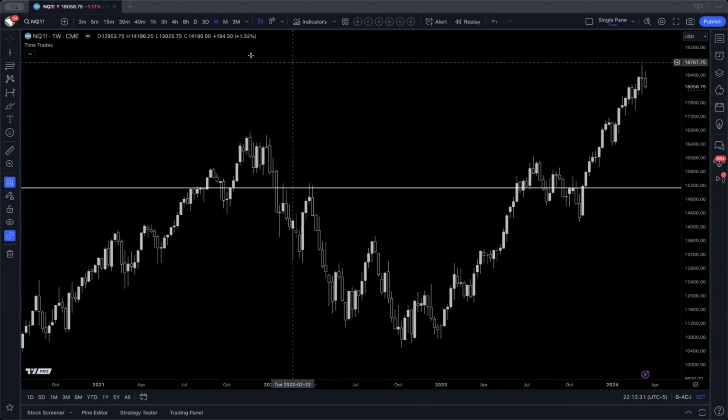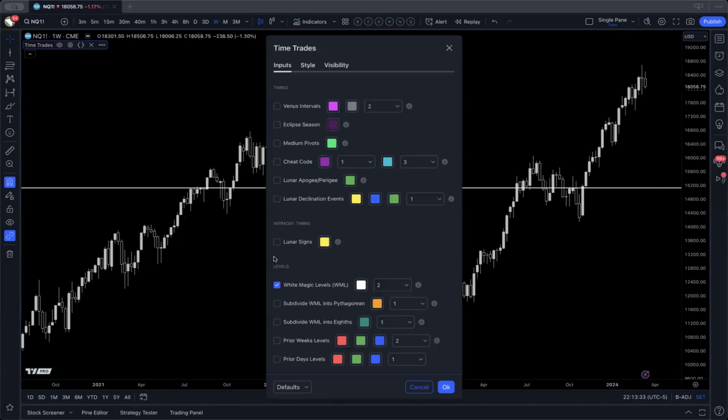So white magic levels are super interesting. Now, when you combine these and subdivide these, and we offer 2 different ways to subdivide these white magic levels.